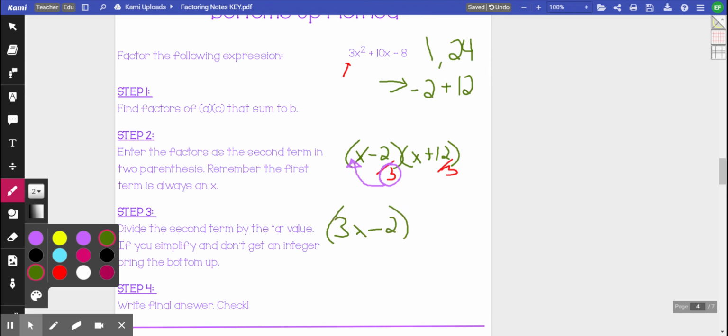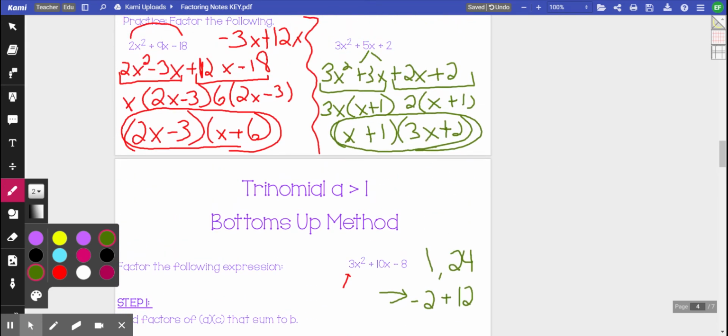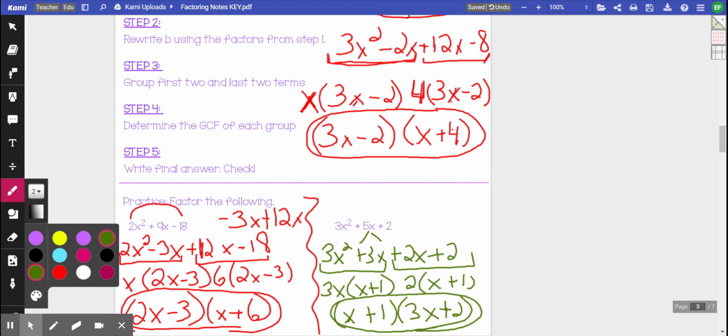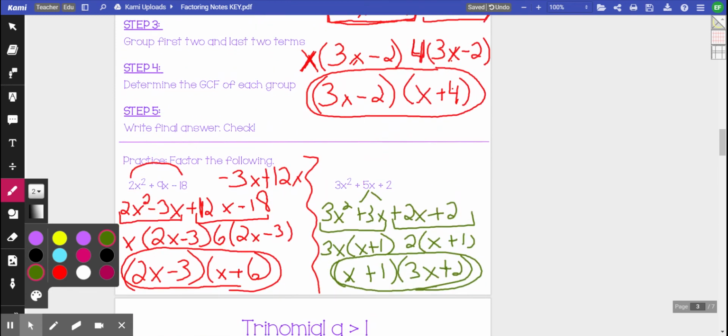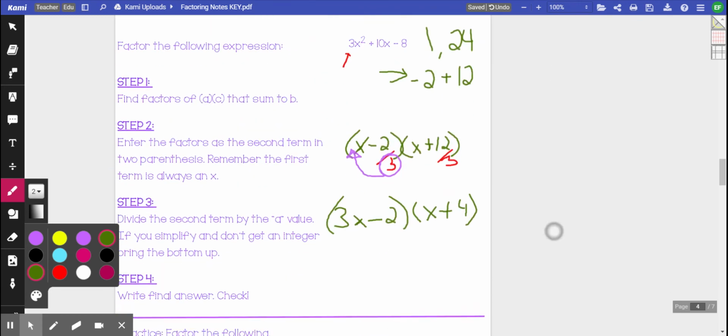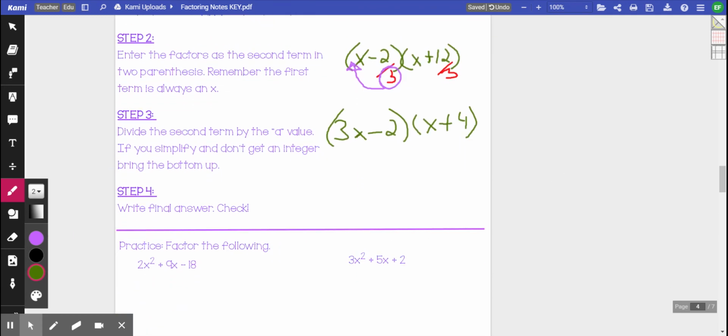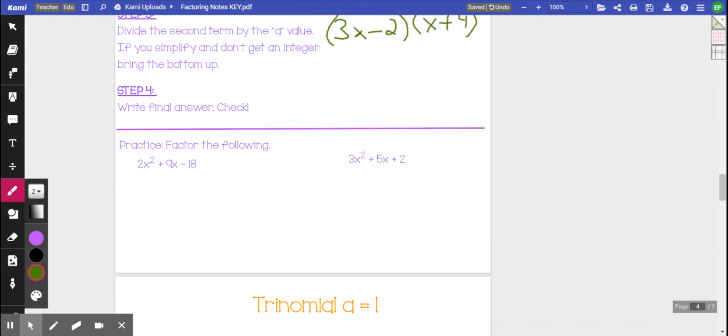In my second parenthesis, 12 divided by 3 is an integer. 12 divided by 3 is just 4. And that, my friends, is the final answer. If we double check this, right, we know from before we did this problem, 3x minus 2 and x plus 4. Same answer that we got from when we used the splitting the middle term approach. So some people like this method a little bit better. You can be the judge of which you'd prefer. If you want to pause and try the method again for the next sets, go right ahead.